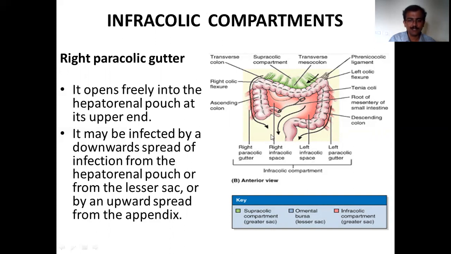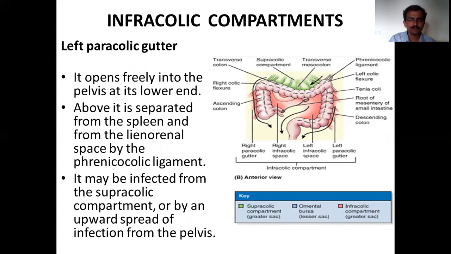The infection can spread downwards, and also from the appendix the infection can come to this space in the lying down position. Coming to the left paracolic gutter here, we just follow the cursor. It is open freely to the pelvis downwards, and above it is separated from the spleen by a ligament called the phrenicocolic ligament, which separates the spleen from the left paracolic gutter. Okay, so the spleen and the splenic space are separated from the left paracolic gutter by the phrenicocolic ligament.